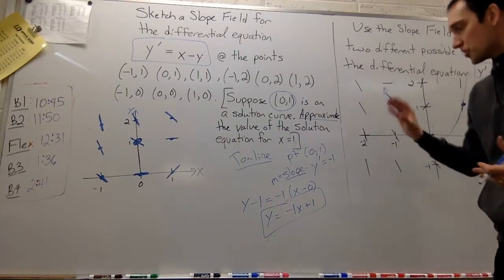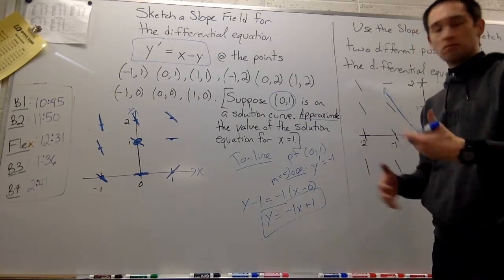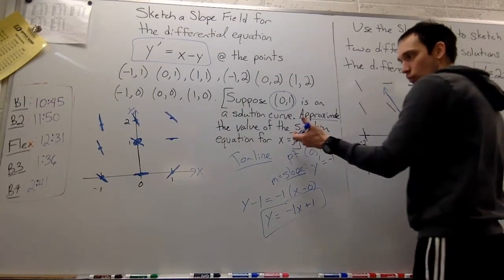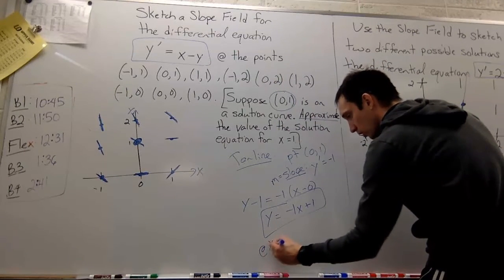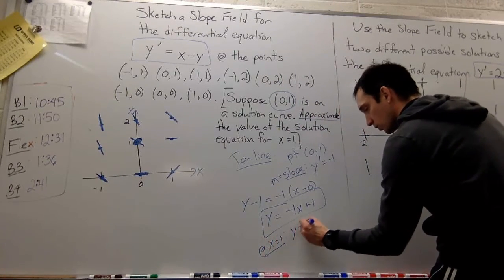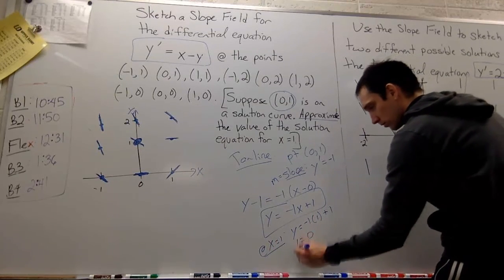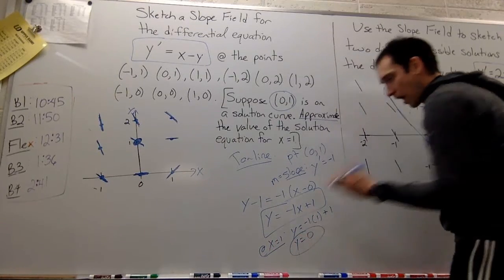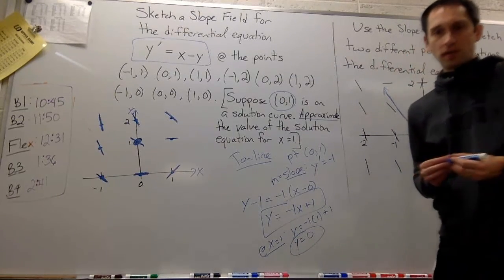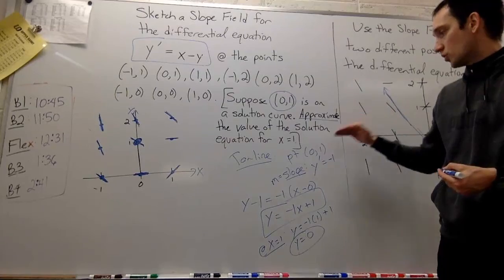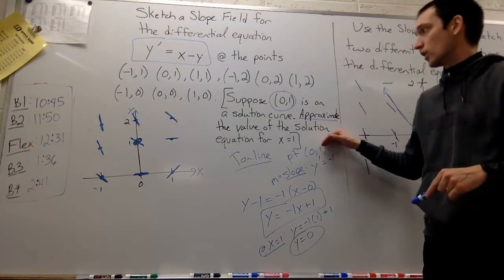And then you could use that equation to approximate the solution curve at different x values. So you could plug in, say, 1 for x. At x equals 1, y equals negative 1 times 1 plus 1, and I'm pretty sure that's 0. So that would be your approximate value of the solution curve at x equals 1 if we start at the point 0, 1, as though 0, 1 is on the solution curve. So that's going to be something that we do.